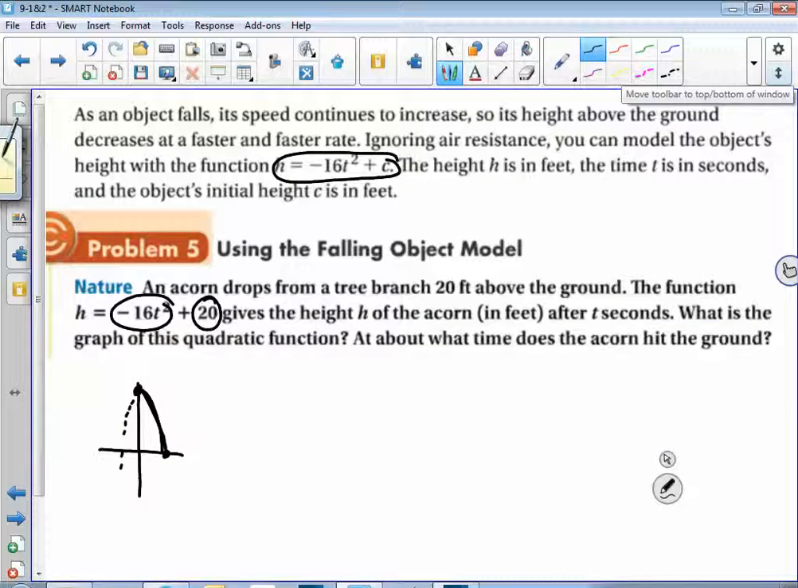So that's like hitting the ground. So let's see what is the graph of this quadratic. What time does the acorn hit the ground?